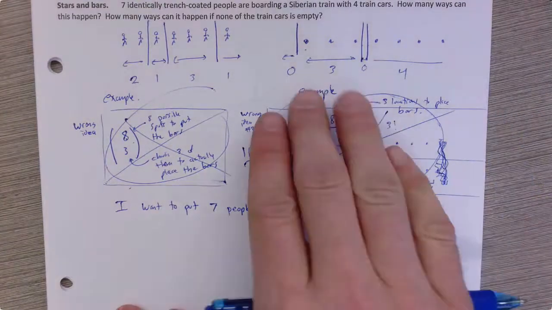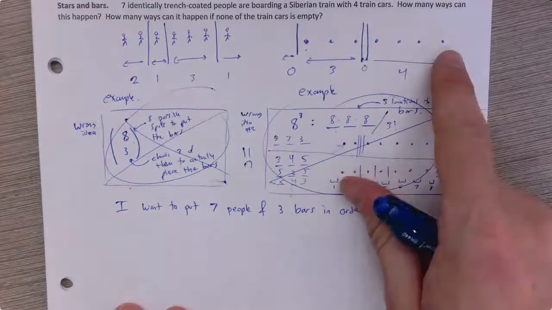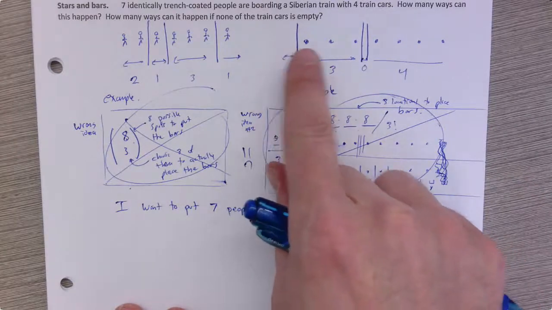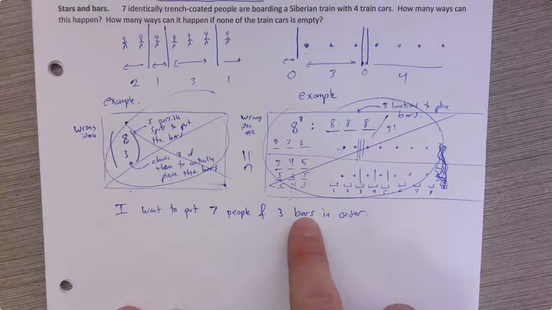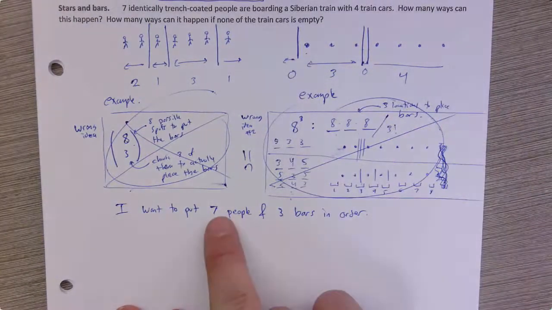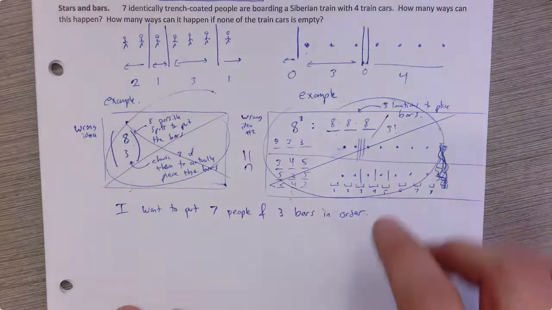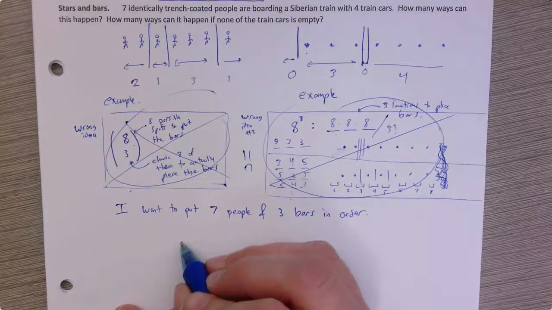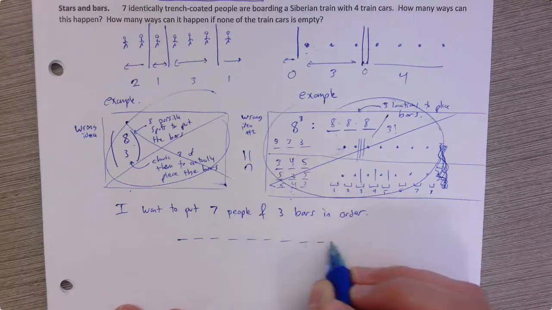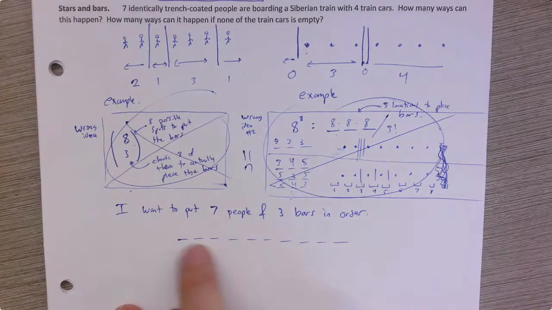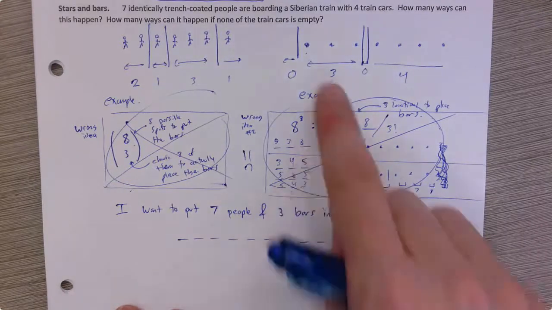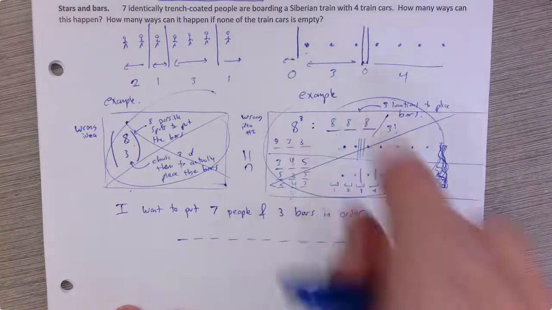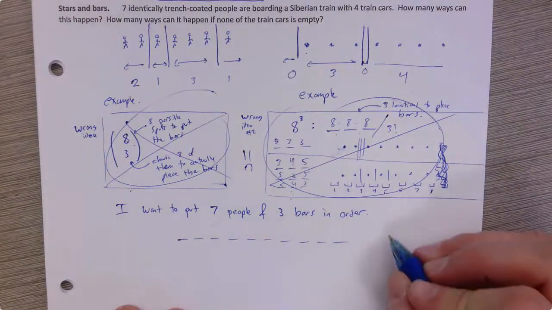Instead of thinking about the people being fixed and assigning bars in fixed positions between the people, let's think that we want to take 7 people and 3 bars and put them in some ordering. So 7 people and 3 bars are 10 different things. Let's imagine that we have 10 positions, 1, 2, 3, 4, 5, 6, 7, 8, 9, 10. In 3 of these positions we're going to put bars, and in the rest we're going to put stars. That really is going to count the number of different ways of sequencing 7 people with 3 bars.